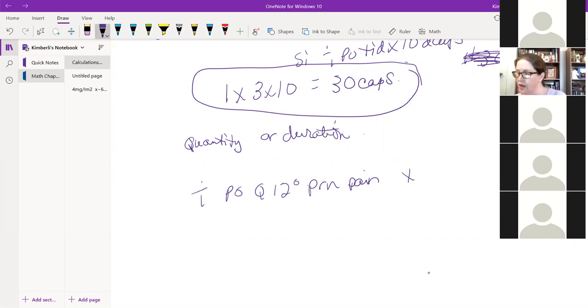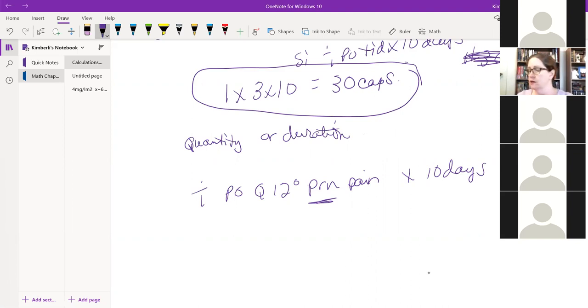If it says times 10 days, then we would know to give them how many? I think 20, because every 12 hours, so twice a day, right? Yes, so that would be 20 tablets. Because even though it says PRN and they might not have that pain, they might only need it for 3 or 4 days, we're still going to go with the most they would possibly use in a day.